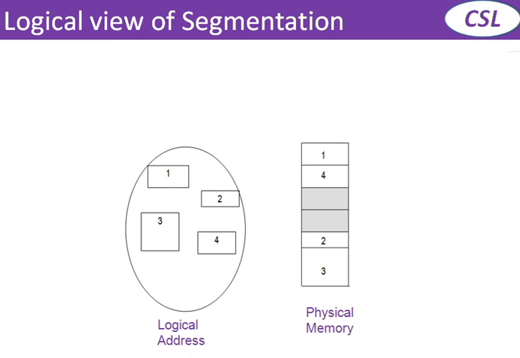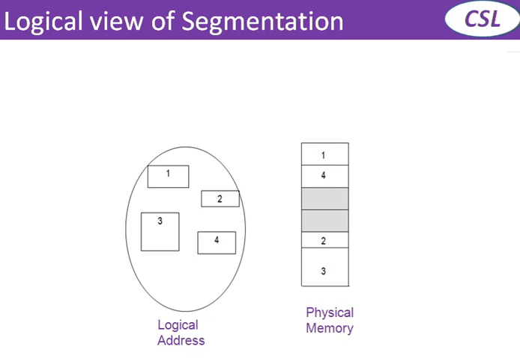Now, this is a logical view of segmentation. This is the logical address space, meaning your program is divided into segments, let us say 1, 2, 3, 4. There are 4 segments of different sizes, and these segments are inserted into the physical memory as frames. This is the physical memory. These segments are allocated in frames 1, 4, 2, 3, non-contiguously. This is how our logical addressed segments are moved to the physical memory.